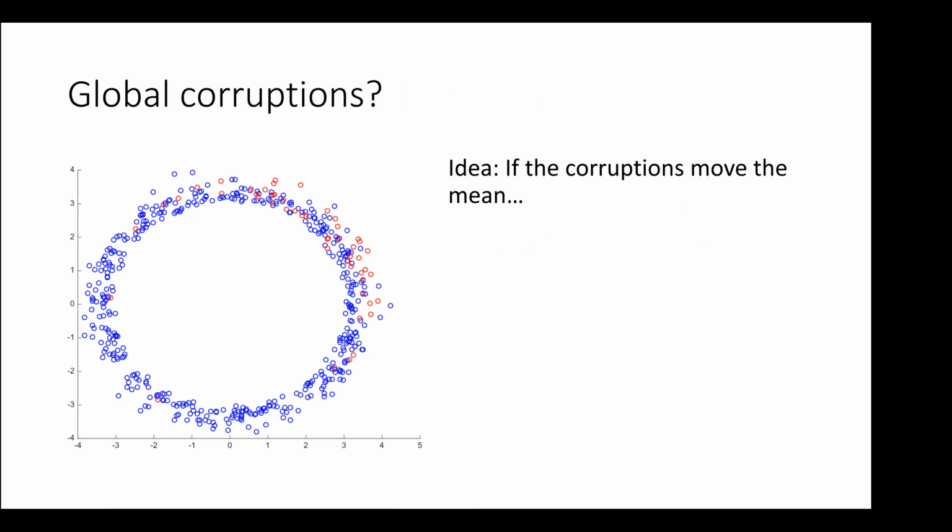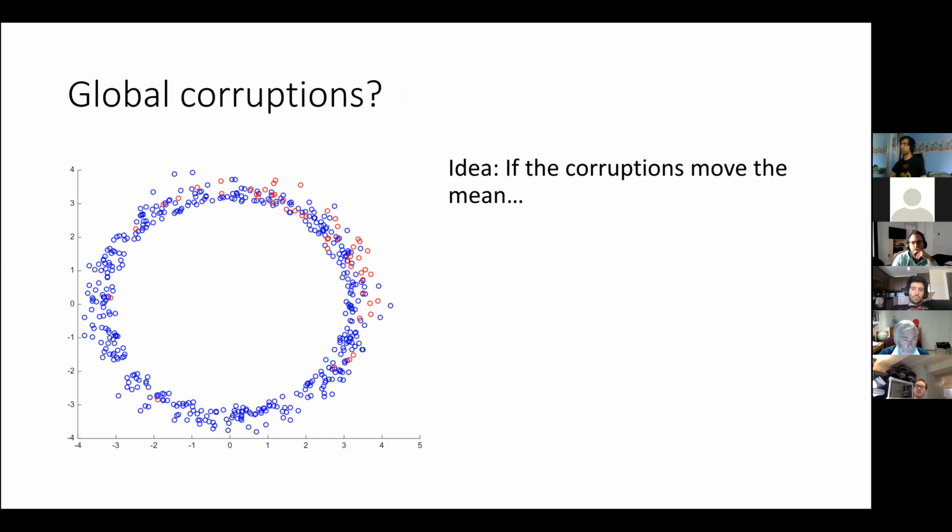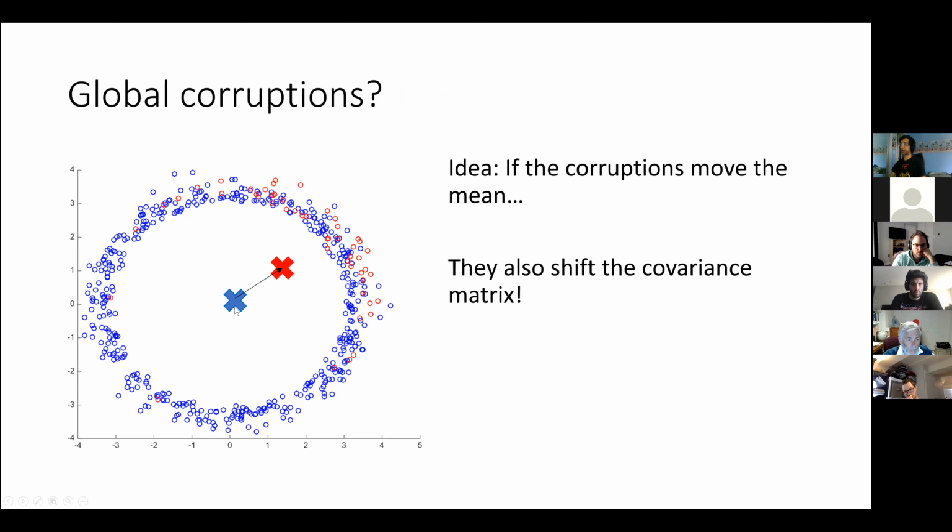So the idea is the following. If the corruptions move the mean, so just to show what I mean by moving the mean, this blue X is the true mean of the data set, but you see all these red points here? You'll see that these shift the mean. It's a caricature, but they shift it up and to the right. So the idea is if the corruptions move the empirical mean, then they will also shift the covariance matrix.